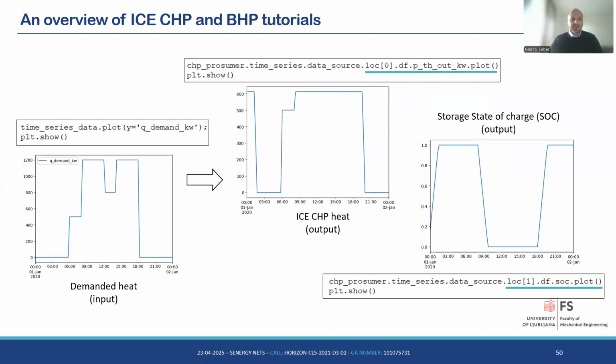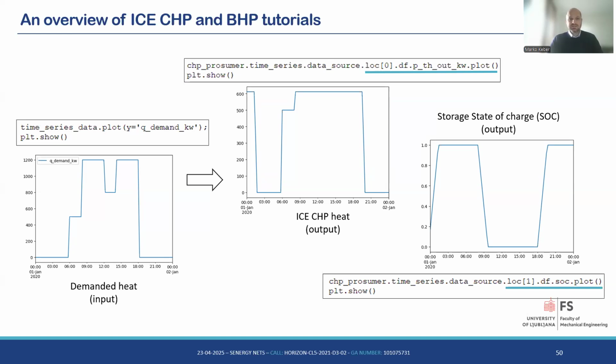Now, just to give you an example of what the results look like. On the left-hand side, the demanded heat. So the input is an example of a single day in a factory, or let's say in a production unit, where production starts at 6 o'clock, increases to a certain relatively high level, and then drops off at 6 in the evening. What we see is that the demand is not met.